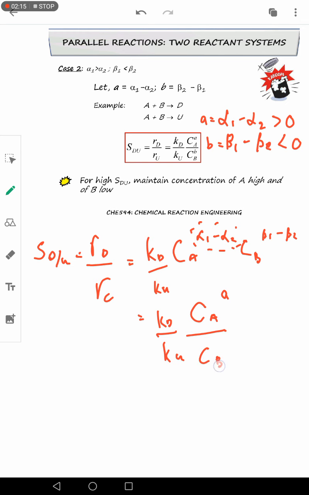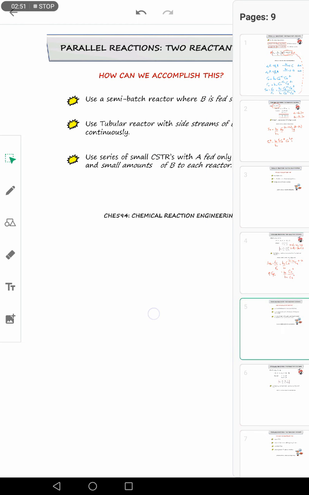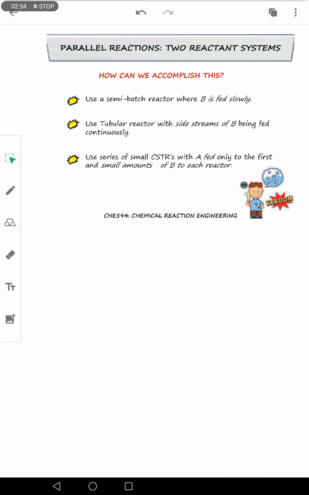And for concentration B, beta 1 minus beta 2 ni adalah less than 0, so meaning that B is negative value. So bila negative value, dia akan jadi denominator. So for this case, in order to maintain high selectivity, what you need to do is you need to maintain high concentration of A, but you need to maintain the concentration B as low as possible. Okay, so you boleh tengok sendiri dia punya recommendation on how to accomplish high selectivity.